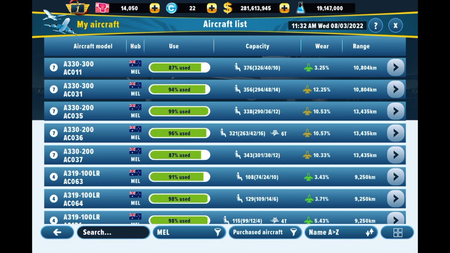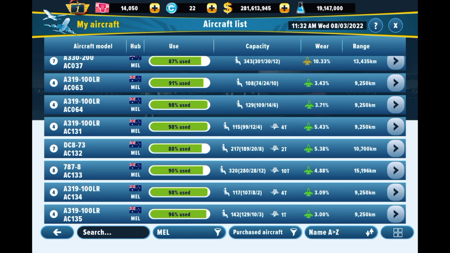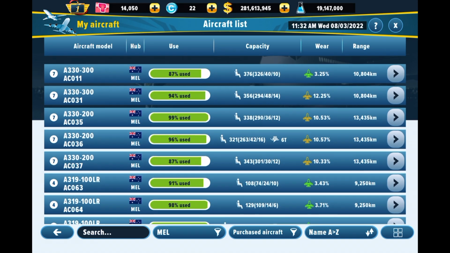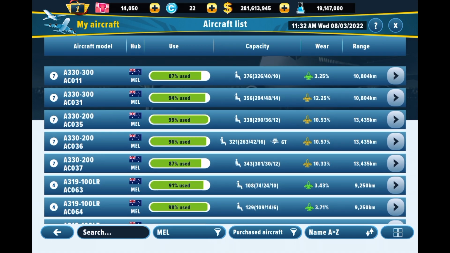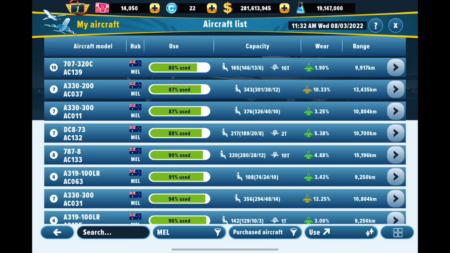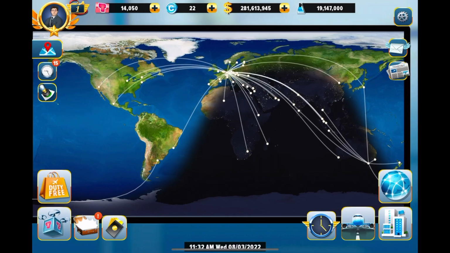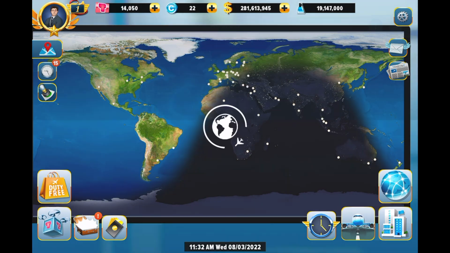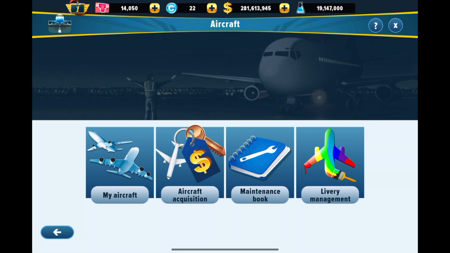Let us take a look at those aircraft to see how many aircraft are being used. So as you can see, there are quite a few, and I think the least used aircraft is at 80%. So maybe I will try to schedule some more routes for this aircraft in the remaining schedule. But today my focus is to buy an aircraft which has at least 16,300 kilometers of range, if it is in my budget. So I go to acquisition.